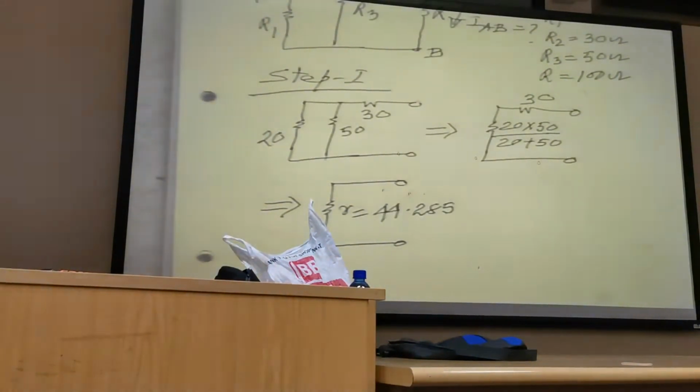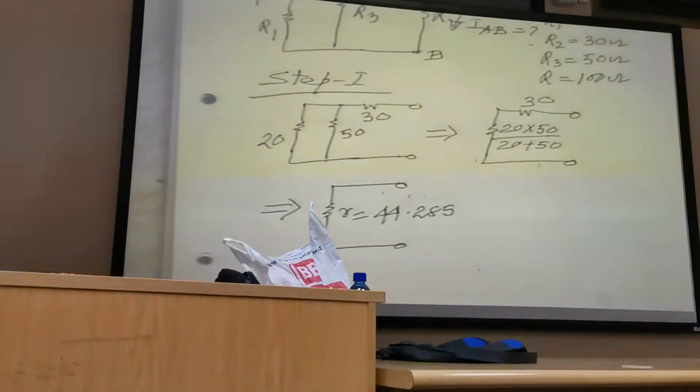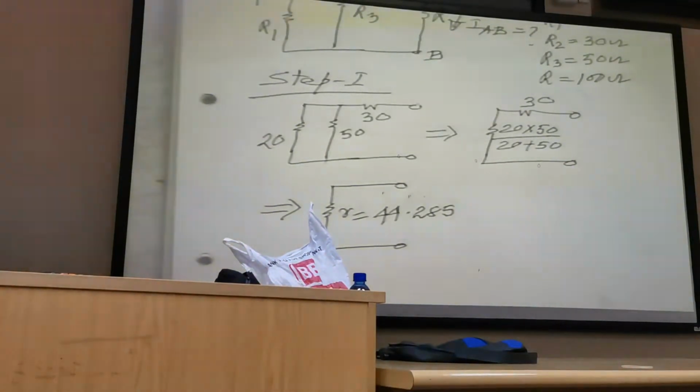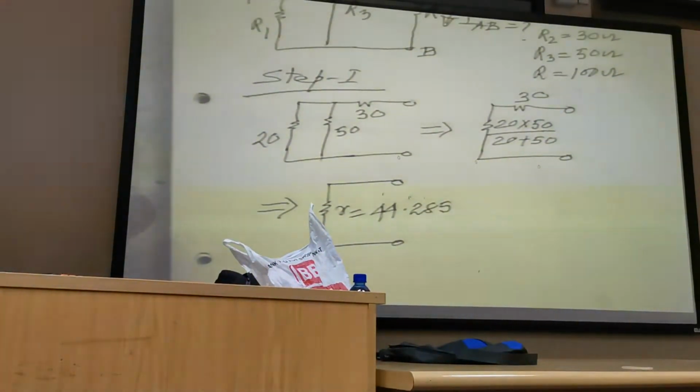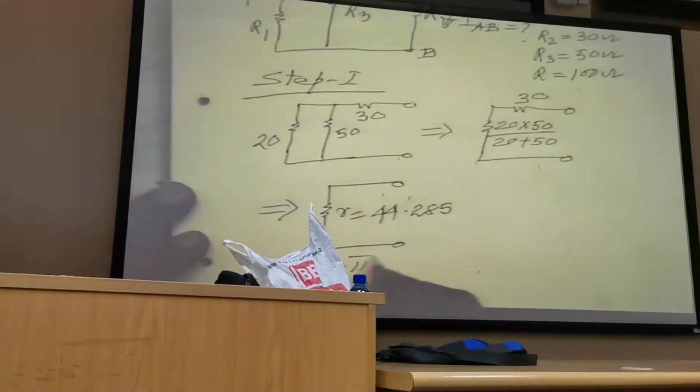Got it? Everybody? And this and the parallel. If you have any question, let me know. Yes. Sir, what about the one that we created in the second circuit? Now we are going there. Let's do this one first. Anybody, any question here? No. So we get the value of R as 44.285. Clear? Now we are going to go to step 2. Do step 2. Step 2, you remember how the circuit will look like?